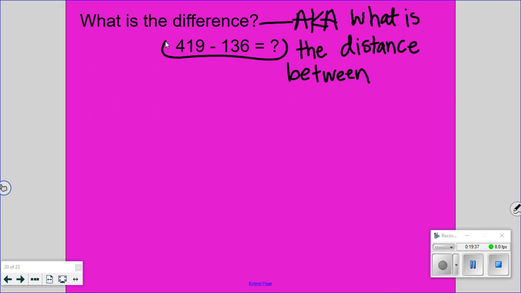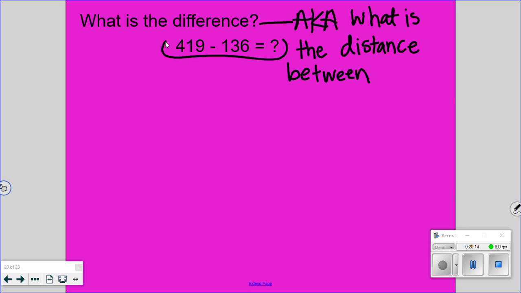So that word difference in math means something a little bit different than if I was explaining the difference in reading class or in science class. If I said, what's the difference between a bone and a muscle? You would tell me how they were different. If I say, what's the difference between 419 and 136? You're not going to tell me how those numbers are different. You're going to tell me what's the distance between. That makes sense? That language can be tricky because it's a little bit different.